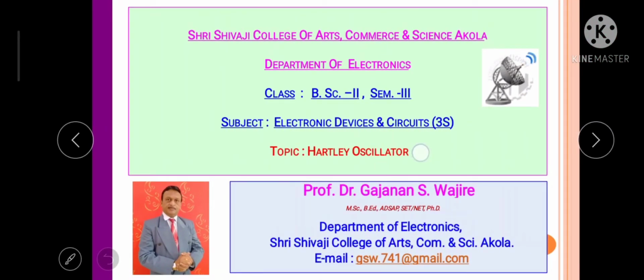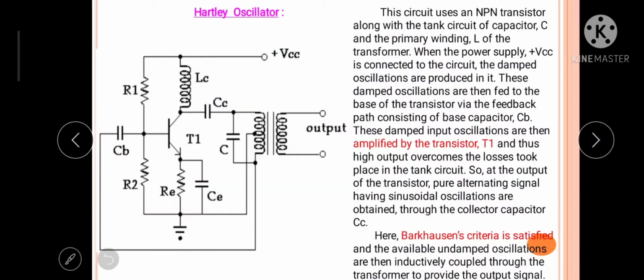Friends, today's topic for lecture is the Hartley oscillator. The word Hartley is the name of the scientist who invented this oscillator circuit.